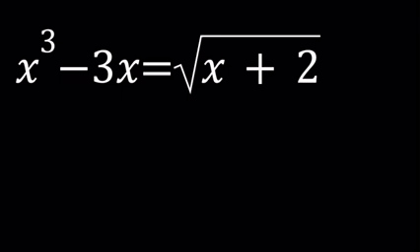Hello everyone. In this video we're going to be solving a radical equation. Now this problem is from 100 Problems in Algebra, and this is one of the introductory problems. Anyway, we have this equation: x cubed minus 3x is equal to the square root of x plus 2, and we're going to solve for x values.